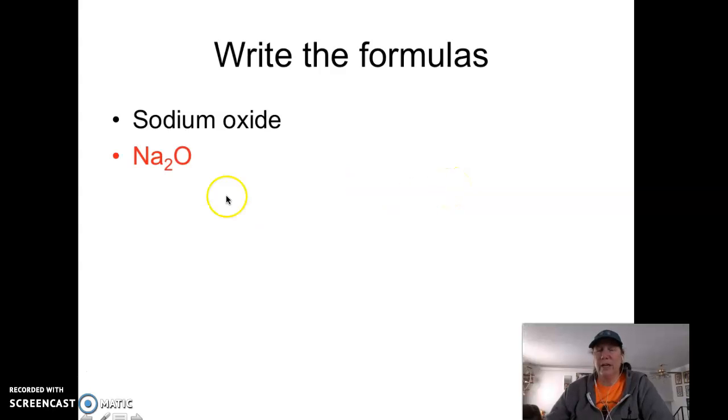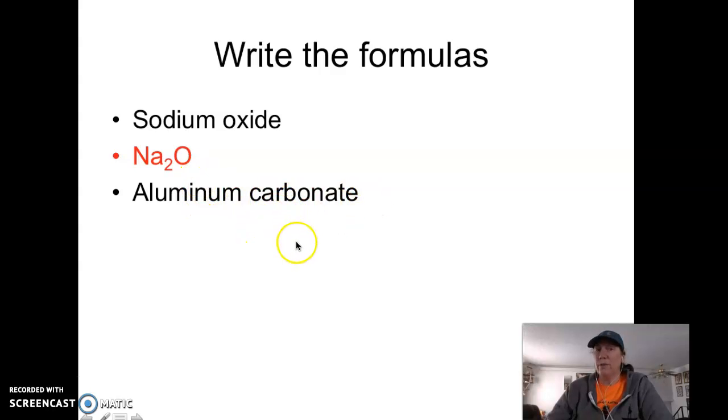you crisscross them. Okay. So like sodium is +1, oxygen's -2. Since they don't equal each other, I put a 2 over here. Now I have +2 and -2. If it's a 1, you guys don't have to write it. Okay. Aluminum is 3, Al plus 3.